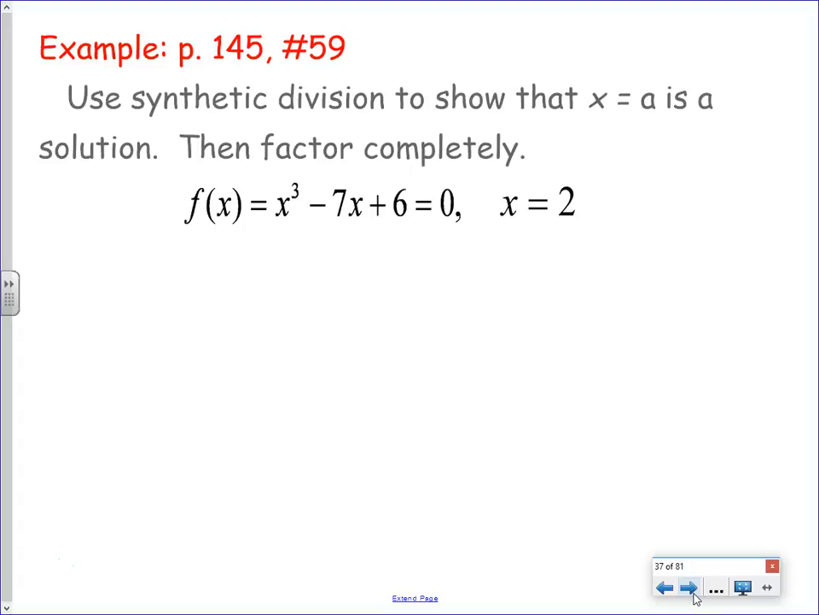So if you wanted to show that x equals a is a solution, which means if this is a solution, that means x minus 2 is a factor. You might not understand everything they're asking, but you understand we use synthetic. Who goes in the box? You might not understand the whole problem, but you can read use synthetic division, so set it up. A is 2.